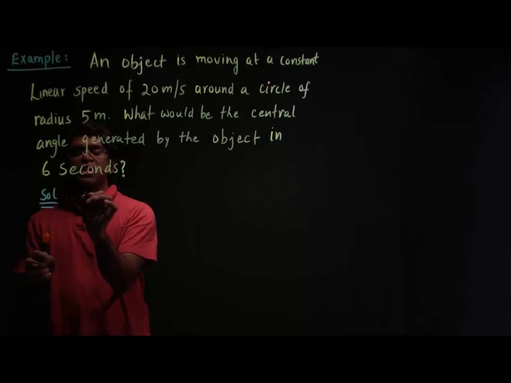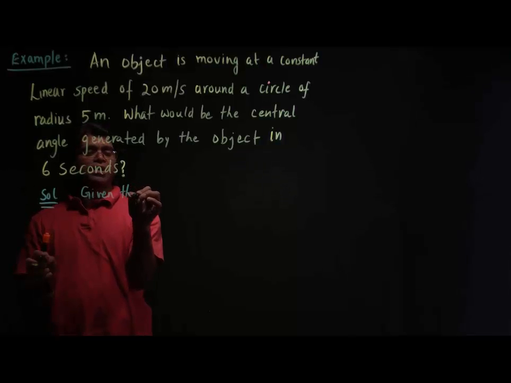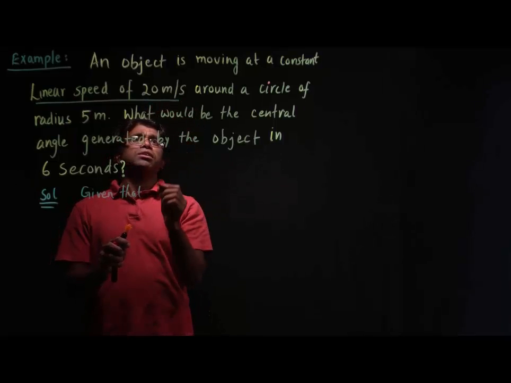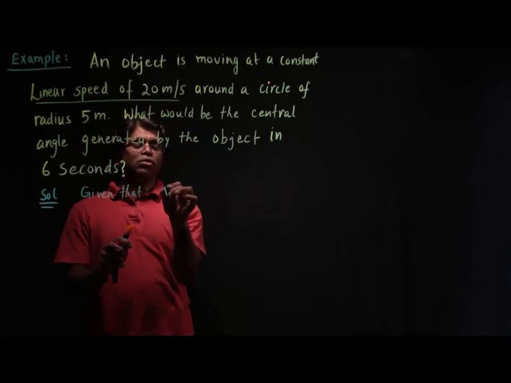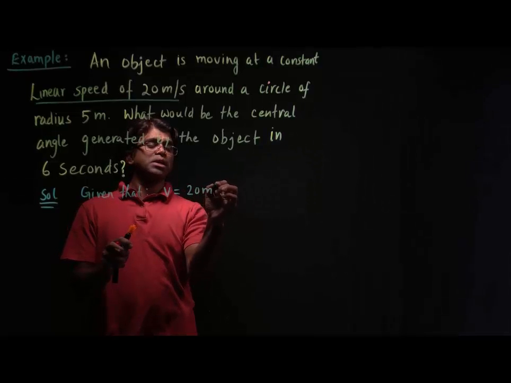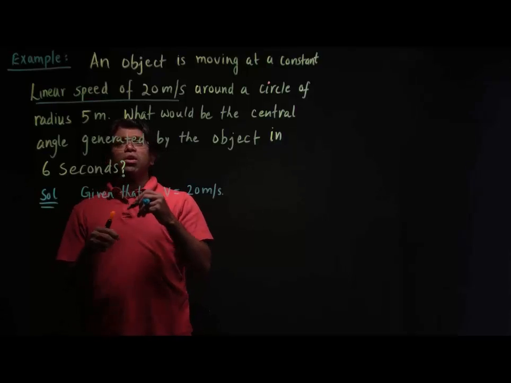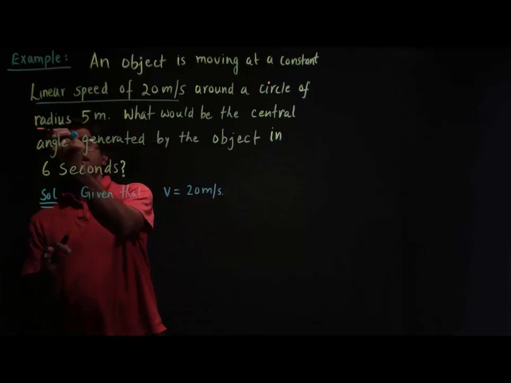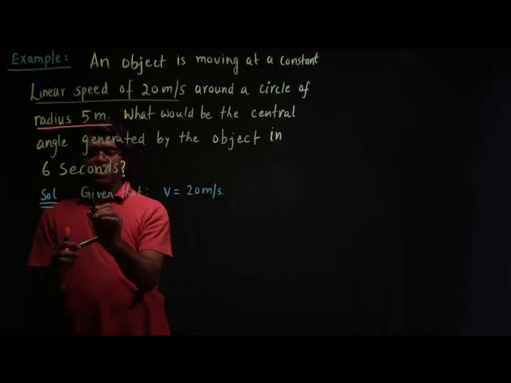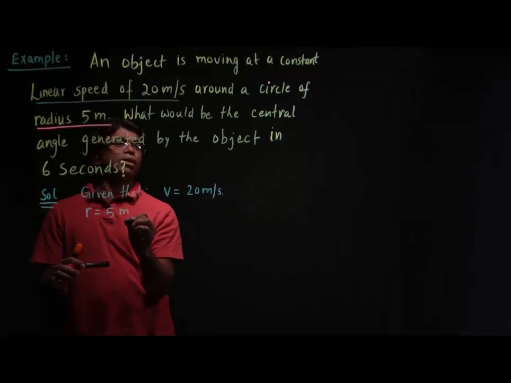As you can see, it is given that the linear speed is 20 meters per second. So my speed v is given as 20 meters per second. And if you look at the question, it says that the radius is 5. So my radius r is given as 5 meters, right?